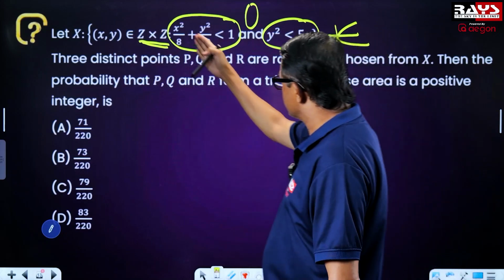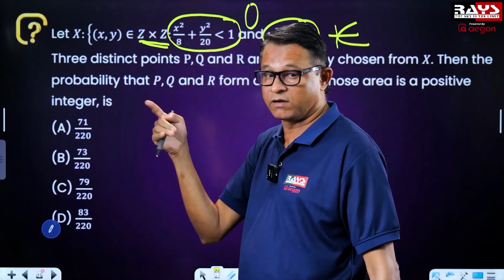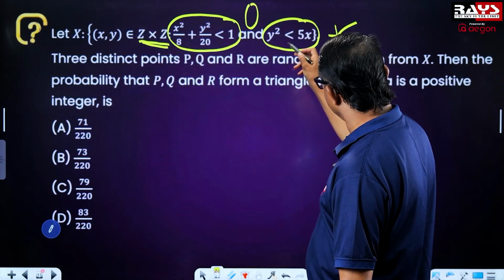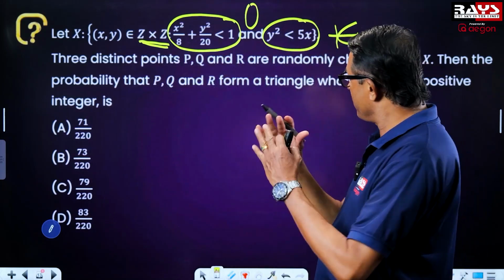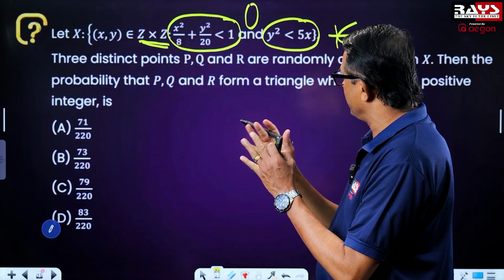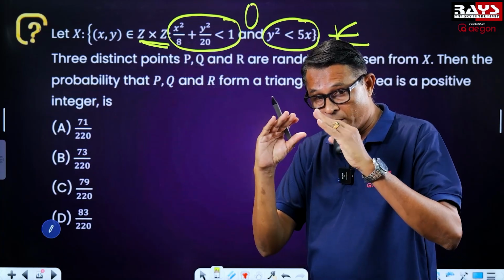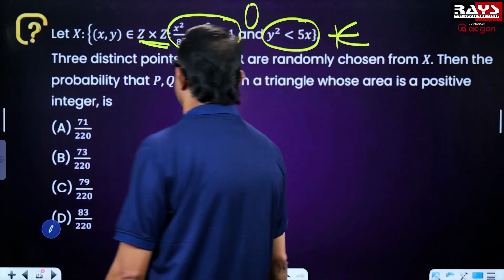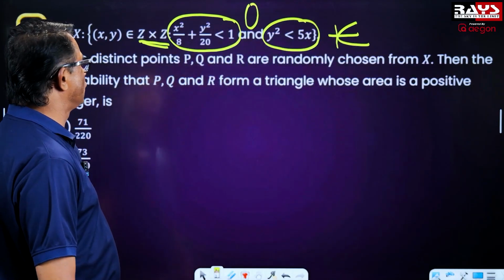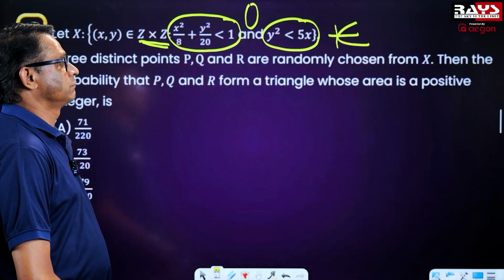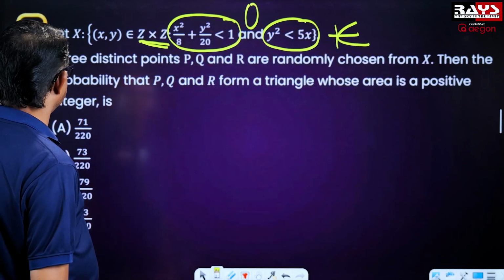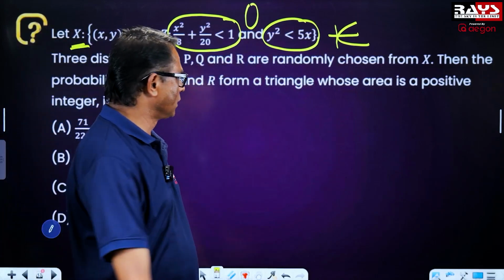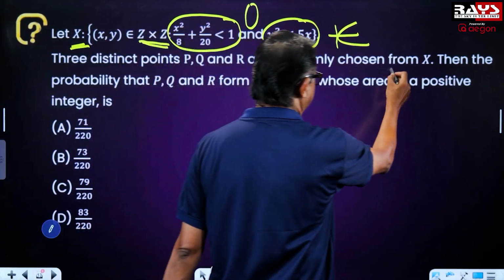Now given that x square by 8 plus y square by 20 is less than 1, that means the inside area. And this is the inside area of the parabola. That means the common intersection of both the parabola and the ellipse, the common area inside both, that you have to consider. Three distinct points P, Q and R are randomly chosen from X. So X denotes the common area.